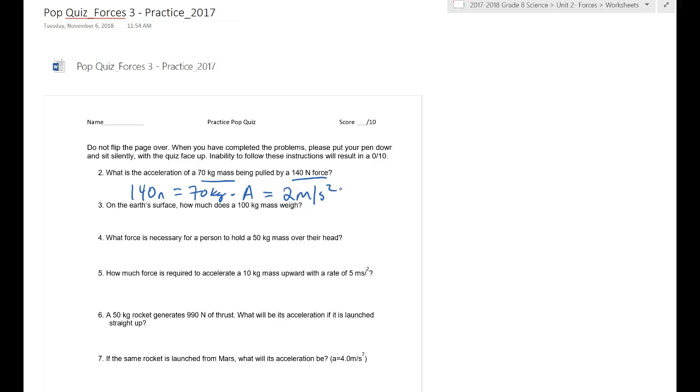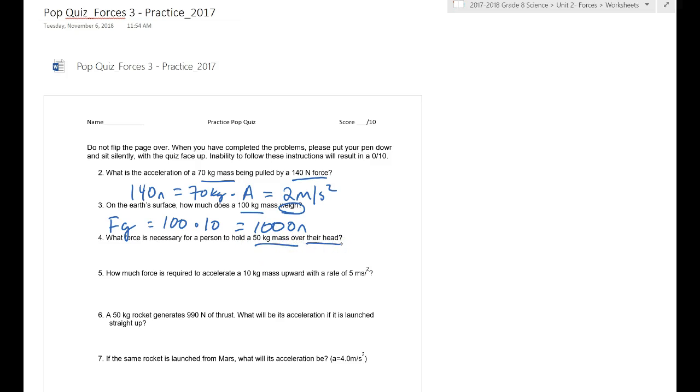On the Earth's surface, how much does a 100 kilogram mass weigh? Remember, mass is not weight. Weight is the force due to gravity. Force due to gravity is how much gravity pulls down on an object. Just like any force, you calculate the force by taking the mass times the acceleration due to gravity, and you now have 1,000 newtons.